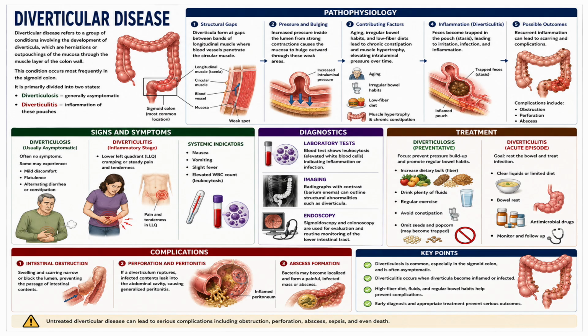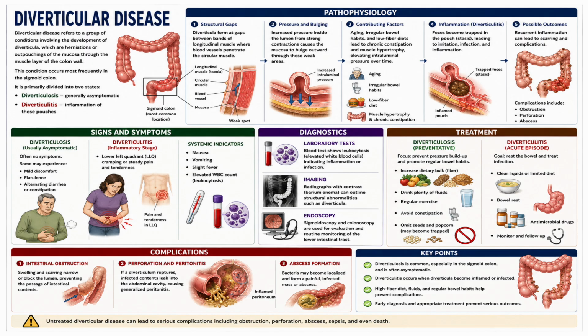Diverticular disease. This refers to the development of diverticuli, which are herniations or outpouchings of the mucosa through the muscle layer of the colon wall. This occurs more frequently in the sigmoid colon. This condition is primarily divided in two states. You have diverticulosis, which is generally asymptomatic, with multiple diverticula present, and diverticulitis, the other one. This involves active inflammation and infection of these pouches.